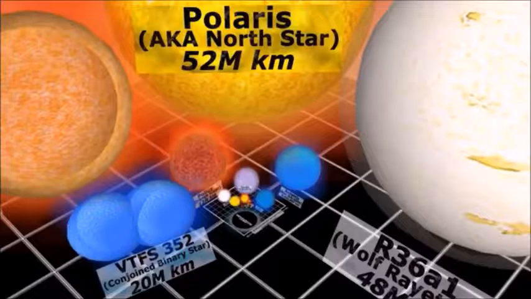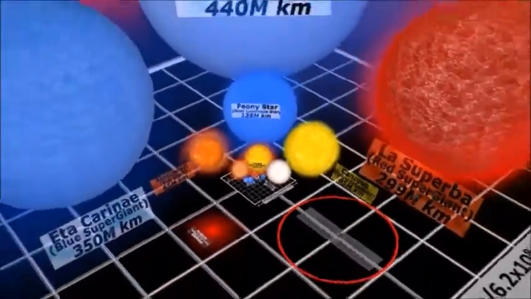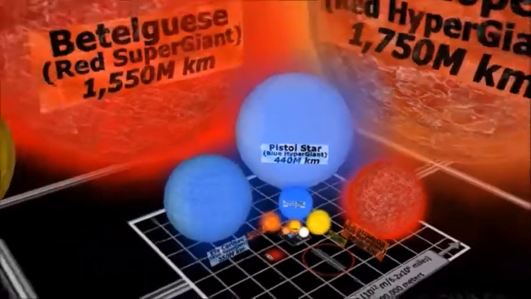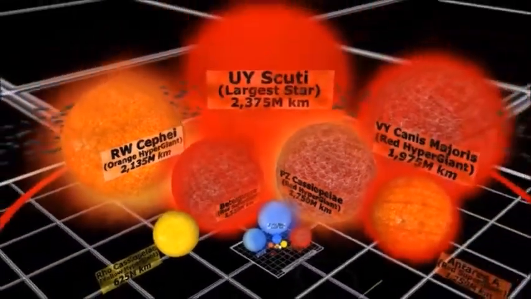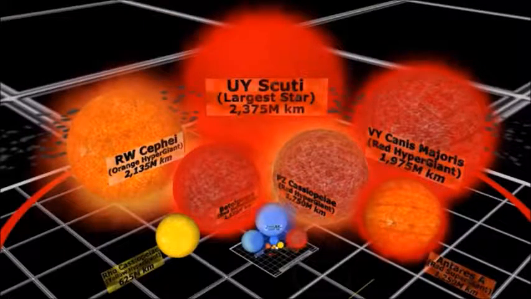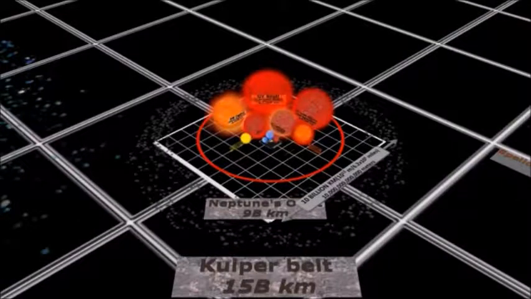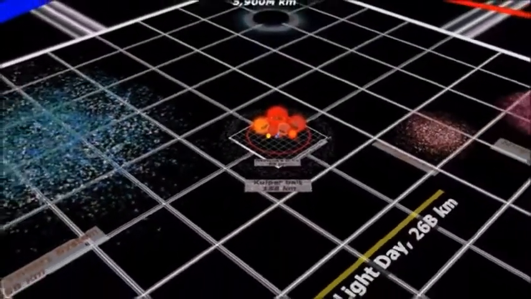Polaris, over 10,000 times bigger than our sun. Pistol Star, 3,000 times larger than Polaris. If it was our sun, it would reach as far out as Mars. And then there's this monster, Scuti, the largest star ever discovered, 1 billion times bigger than our sun. The extent of our solar system. Yet it's just one of many solar systems in our galaxy, one of them being the TRAPPIST-1 star system, believed to house 7 planets with life.